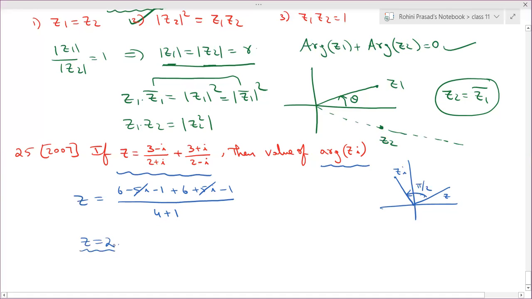Z is equal to 2, a purely real number, and 2i is a complex number which lies on the positive y-axis. So the argument of this is straight away pi by 2, and it is there in the fourth option.